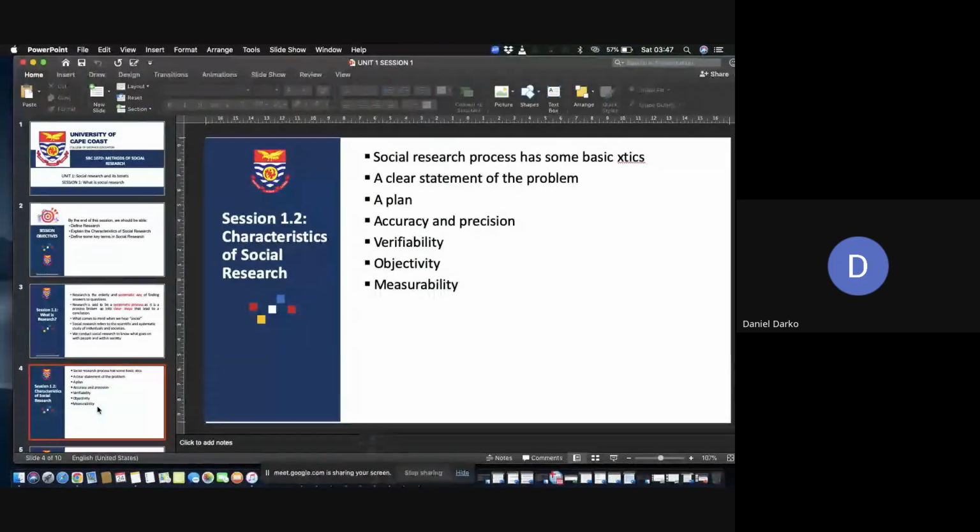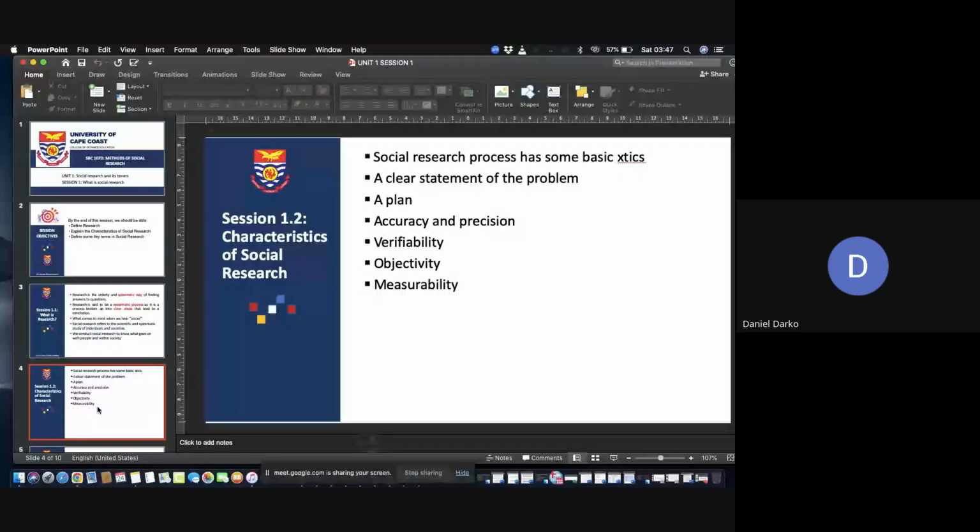Then another characteristic of research is accuracy and precision. You need to be accurate. You need to be precise. We want you to give us the right information, the accurate information, precise information or data. Precision matters a lot because it's the accuracy of the information that can help us make decisions. So if the information is not accurate or precise, it will be very difficult for us to solve the problem we have identified.